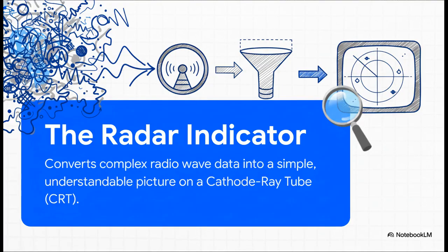The best way to think about a radar indicator is as a master translator. Our source material explains that the radar receiver is just getting flooded with information, constantly. The indicator's job is to cut through all that noise and paint a clear, steady picture. It takes this absolute storm of electronic data and turns it into something a person can actually look at and use.